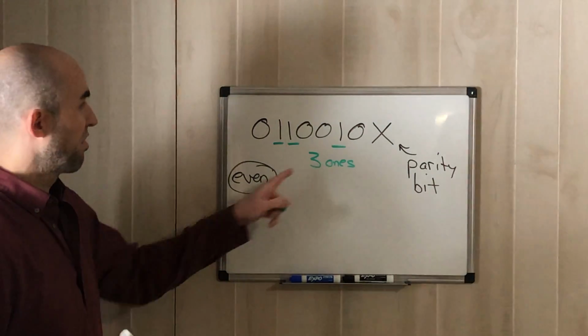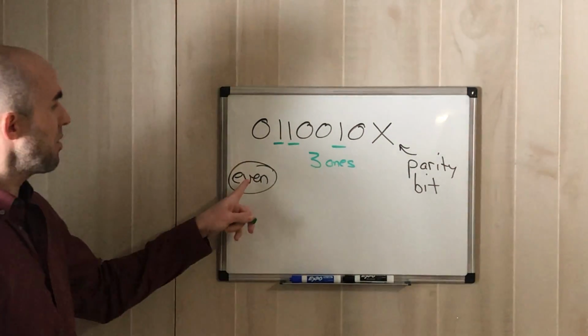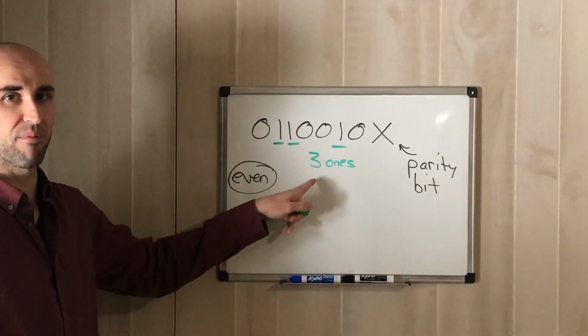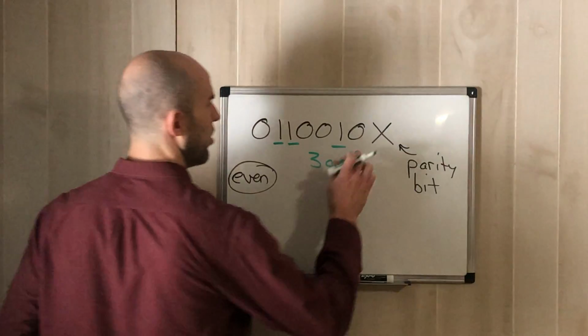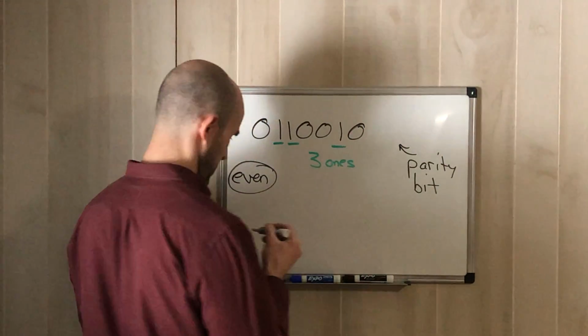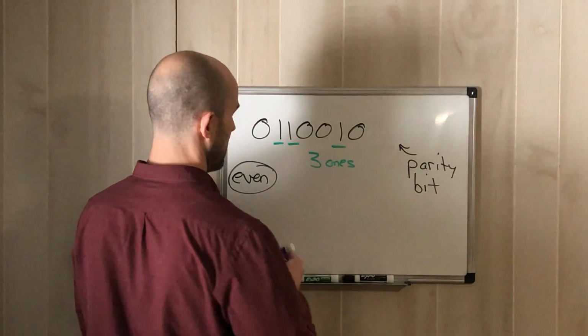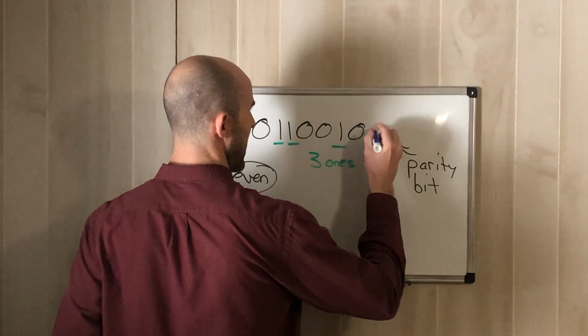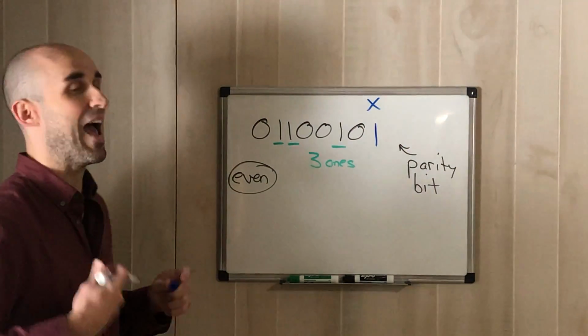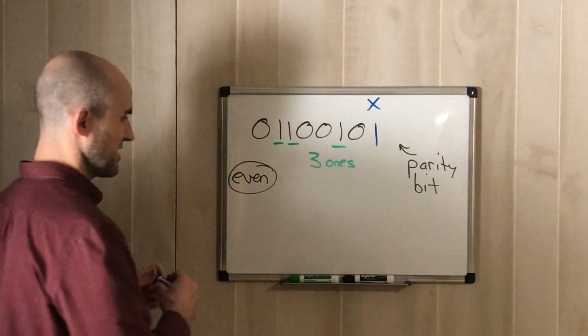Remember, 3 is odd. We want it to be even. So for it to be even, we can't have 3. We need to put an extra 1, right? So x in this case would have to end up being, let me write it in blue, x would have to end up being 1. And the reason why x has to be 1 is because exactly that.